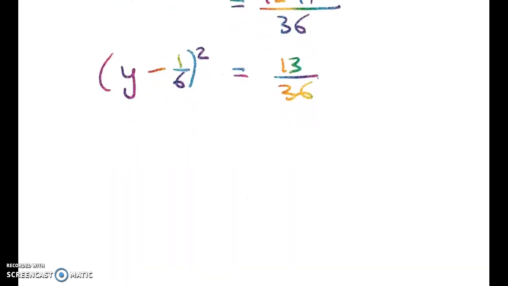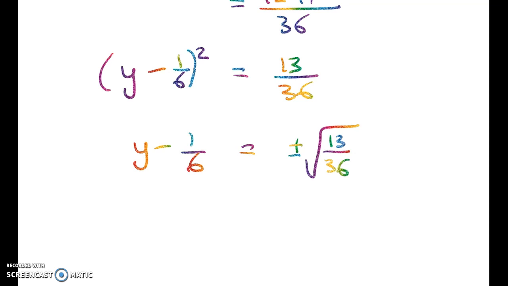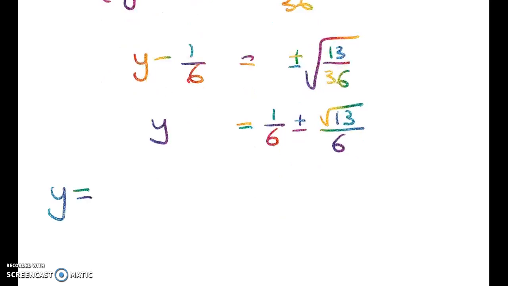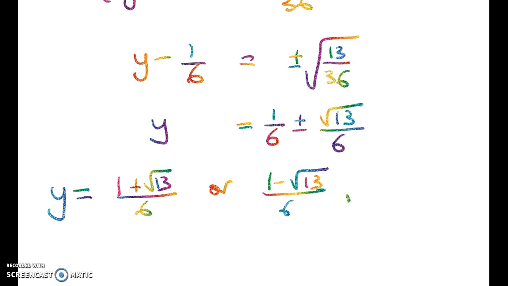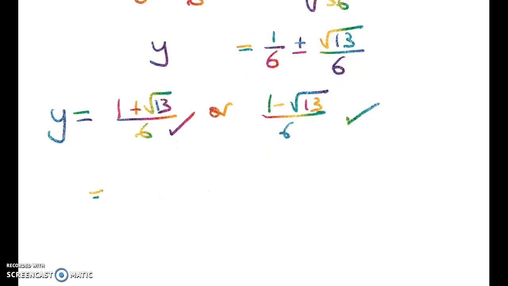Next, we take the square root, remembering that the solution could have come from a positive or negative of the square root. So y equals 1/6 plus or minus, and simplifying the third again, root 13 over 6. So my two solutions are y equals 1 plus root 13 on 6, or 1 minus root 13 on 6. So that's my exact solution. A decimal approximation of that is 0.77, or negative 0.43.